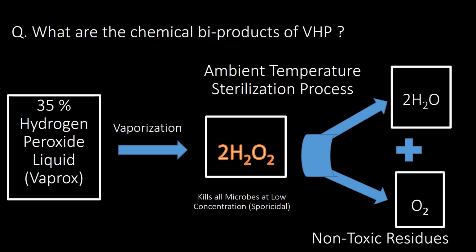What are the chemical byproducts of VHP, that is vaporized hydrogen peroxide? On vaporization process, 35% hydrogen peroxide liquid, that is Vaprox, gets converted into 2 molecules of H2O2. It is responsible for killing all microbes at low concentration and including sporocidal activity. The chemical entities that are formed from 2 molecules of H2O2 are water and oxygen, and both are non-toxic residues.